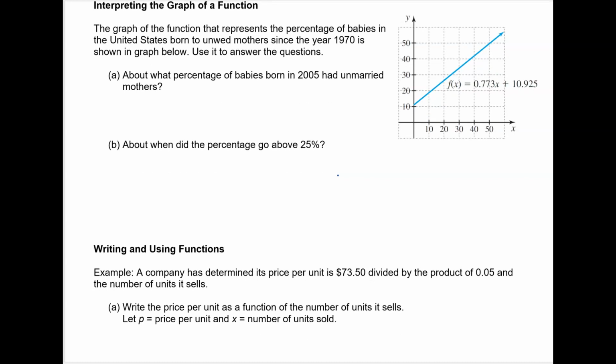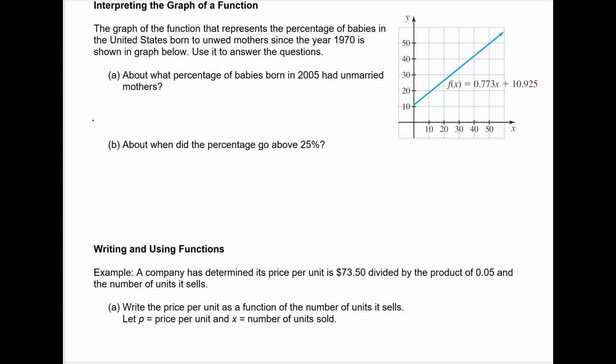So we're going to do some story problems, or one story problem, interpreting the graph of a function. So this is a story problem having to do with a linear function. The graph of the function that represents the percentage of babies in the United States born to unwed mothers since the year 1970 is shown in the graph to the side. Use it to answer the questions.